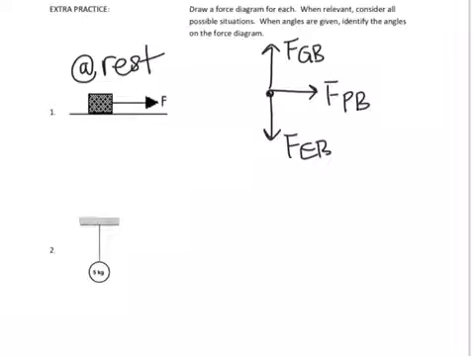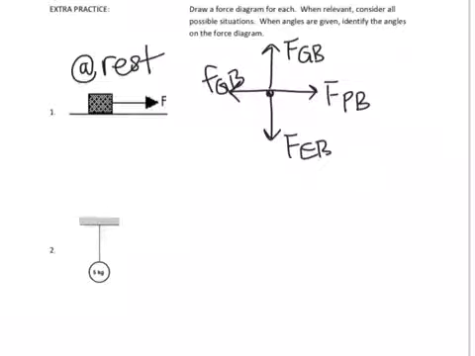And if it's at rest or constant velocity, we need balanced forces. So friction must be opposing that pull to the right with the exact same amount of force as that pull, the frictional force of the ground. So we have a balanced force diagram at rest.